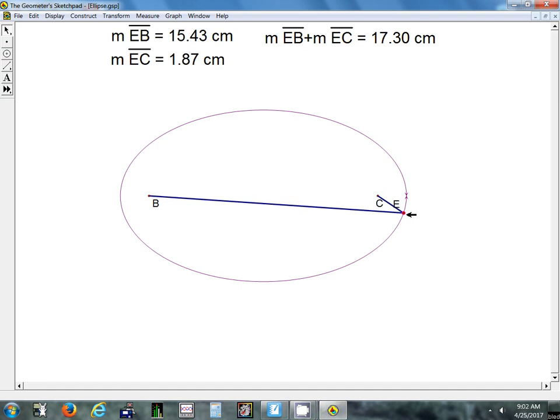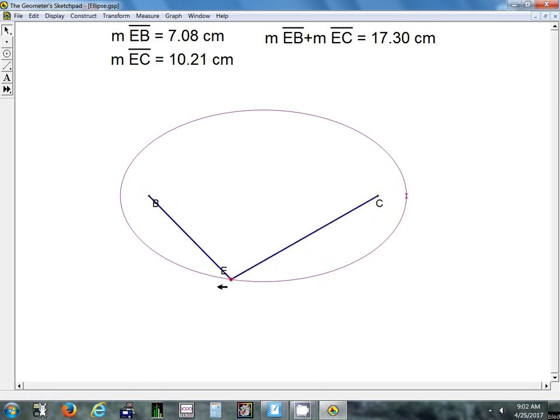Notice the length of each segment is changing. At this point, segment EC is pretty much the shortest it would ever be, and segment BC is the longest. But even though those two lengths are changing, when you add them together, adding those two numbers up gives you 17.3. Okay? No matter where you move it.